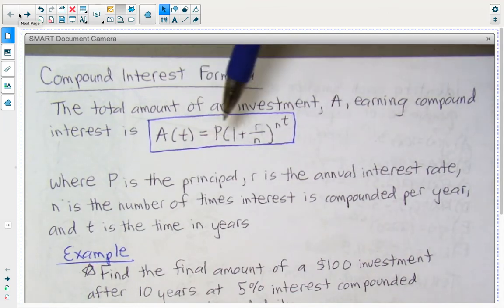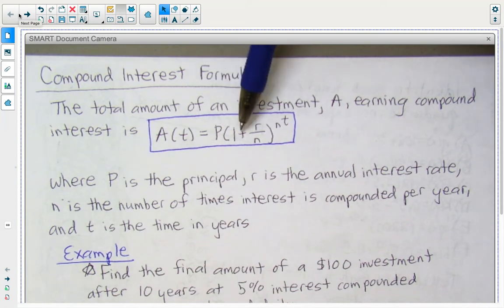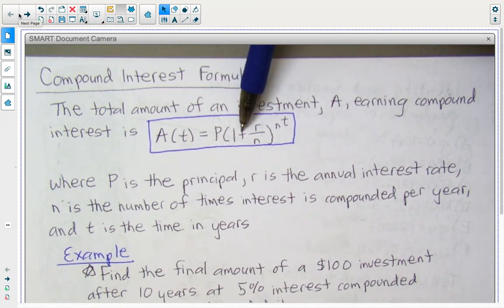So P is still what we're starting with. It's whatever we're starting with. 1 is still the same. Plus, all of these are going to be plus because, like, if you put money in an account, you want it to grow and things like that.